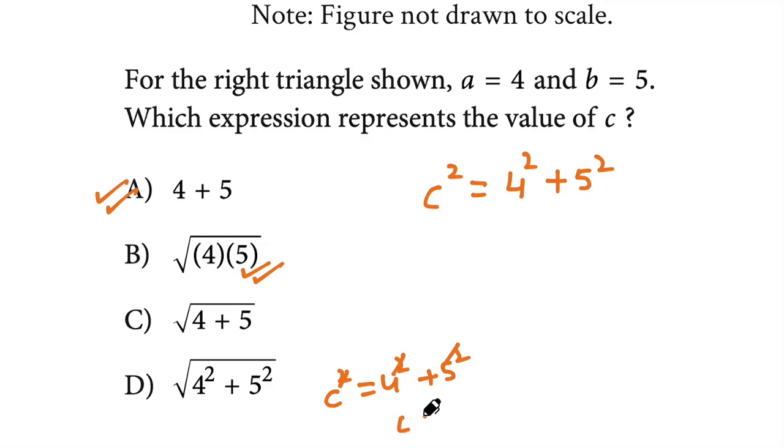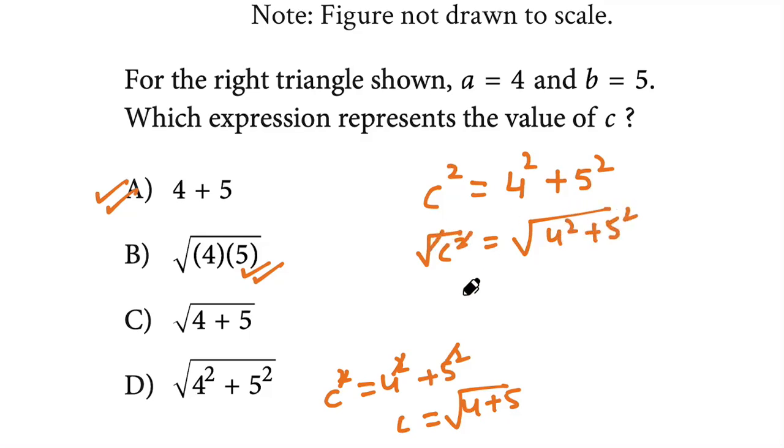And also, there is not a chance even, so that means 4 square plus 5 square is as it is, and this C square is removed by taking the square root on both sides. Now we can cancel it. So C is equal to the square root of 4 square plus 5 square, whole square root. So D is the right answer.